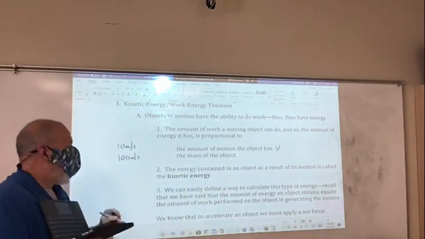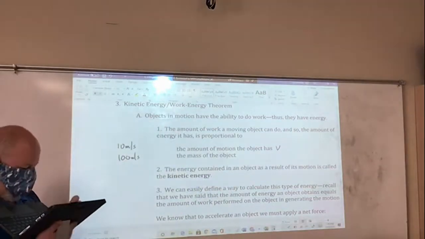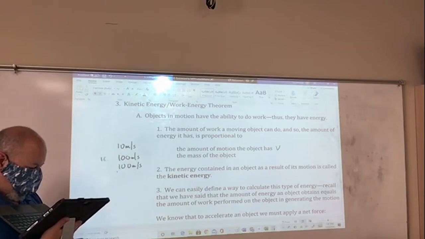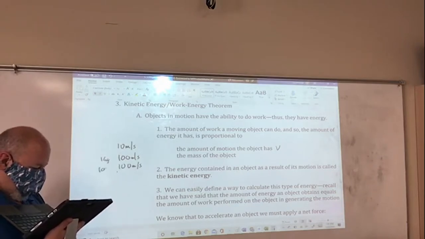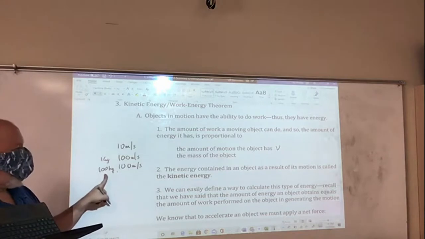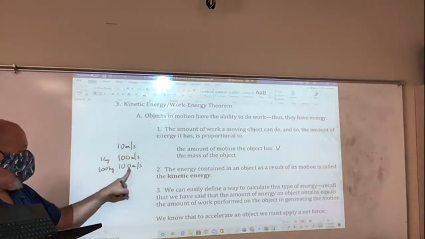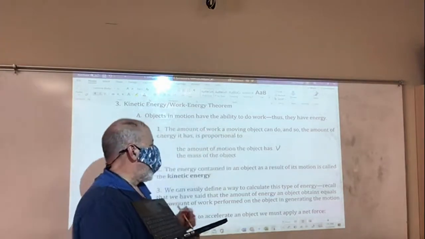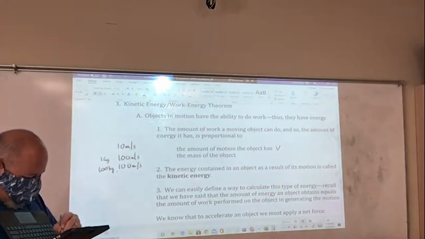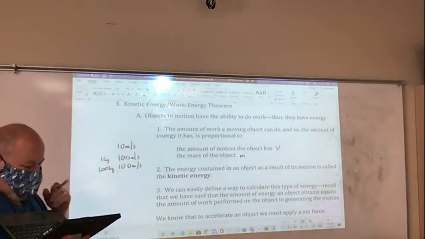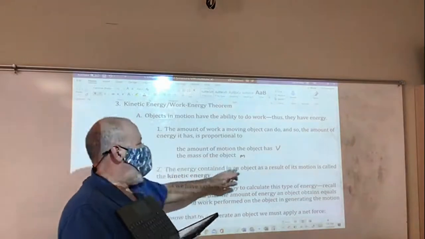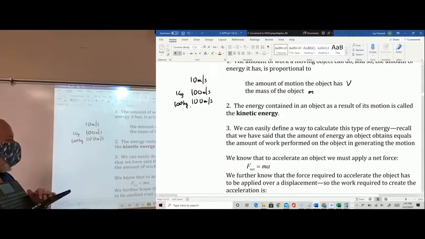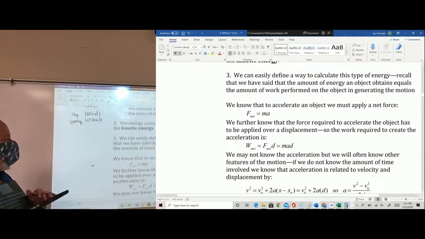velocity. Now, if I have two things traveling at 100 meters per second, and this one's 1 kilogram, and this one's 100 kilograms, which one of these things is going to do more damage? 100 kilograms? Yeah, okay. So the amount of work something that's moving can do is proportional to the mass and the velocity. The energy contained in an object as a result of its motion is called the kinetic energy. And we can easily define a way to calculate this type of energy.